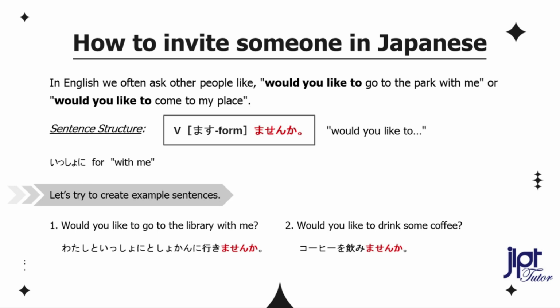Well, all of these sentences have 2 things in common. 1, would you like to? 2, with me. So in Japanese, we will use 1. V masenka for would you like to, where V is the verb. 2. Issho ni for with me. Let's try to create example sentences. 1. Would you like to go to the library with me?